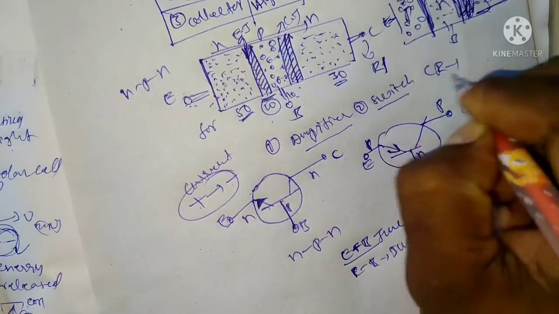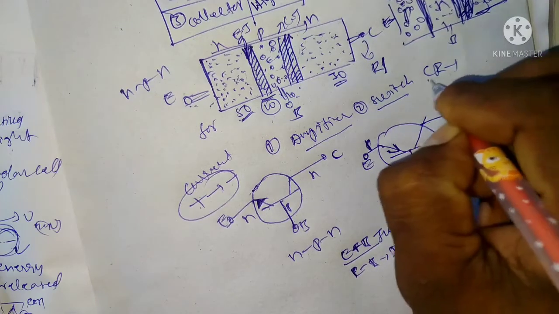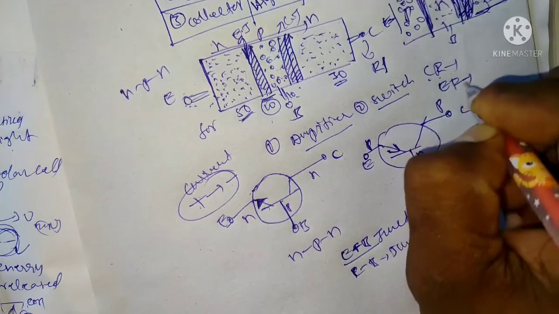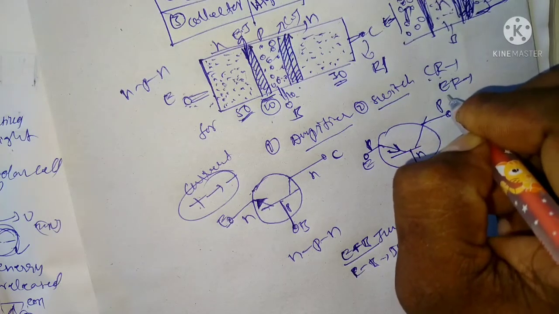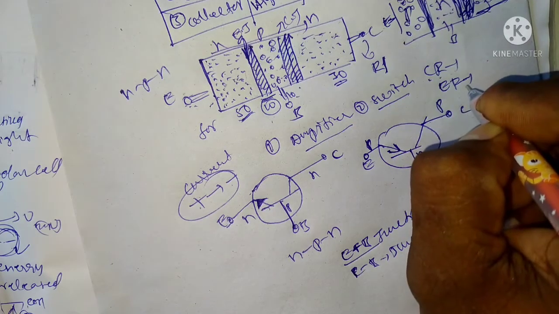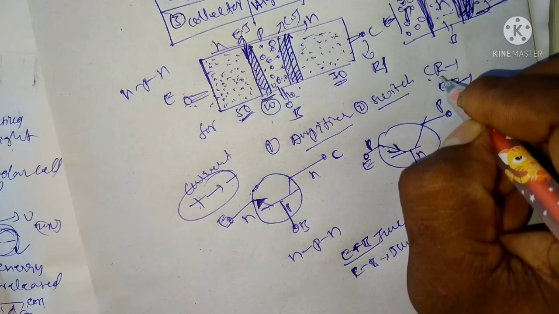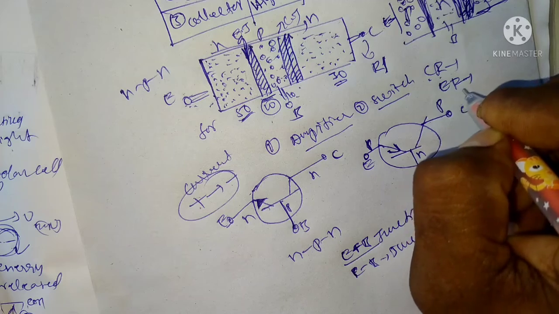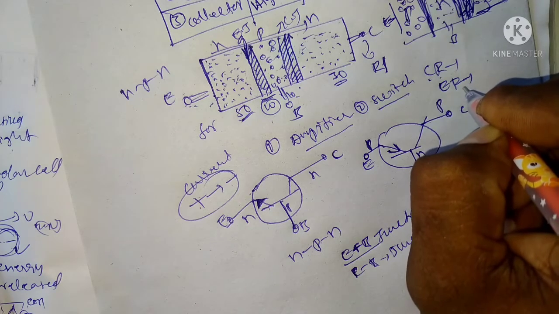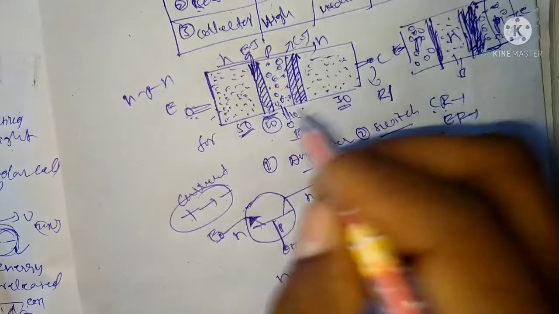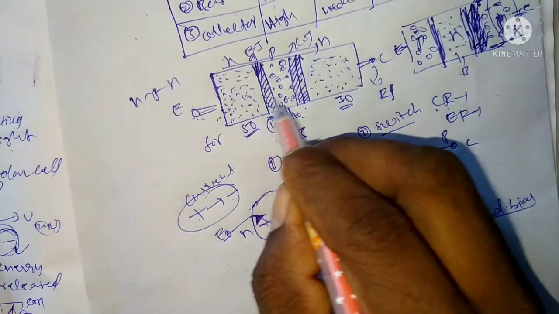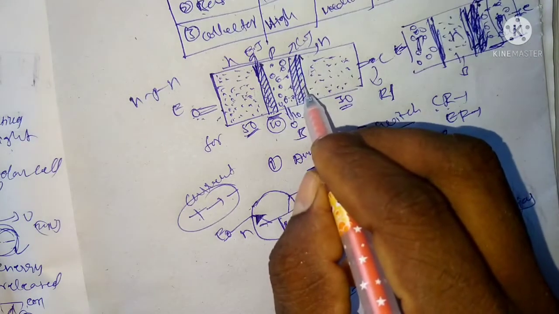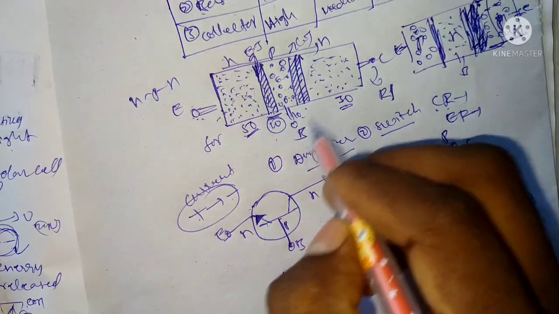CR means collector connected in the reverse bias. EF means emitter connected in the forward bias. Forward bias means the width of the depletion layer is very low. See here, it is a low width of the depletion layer, and here it is very large in the case of between the base and collector.